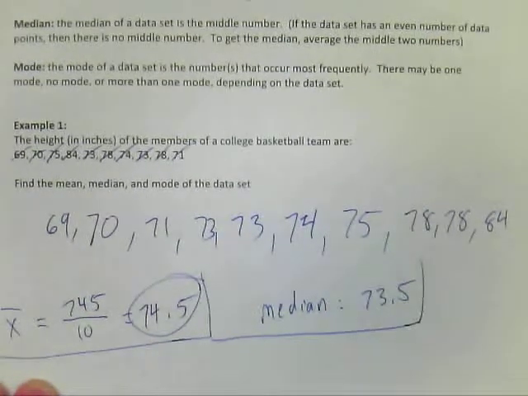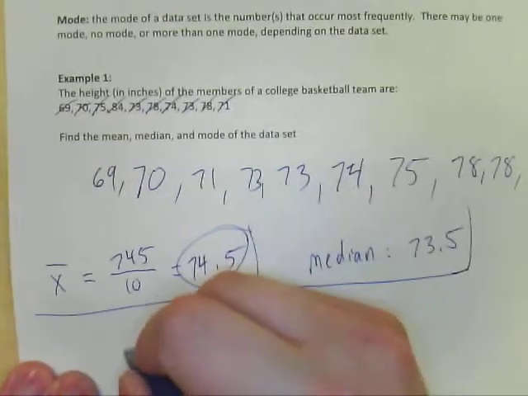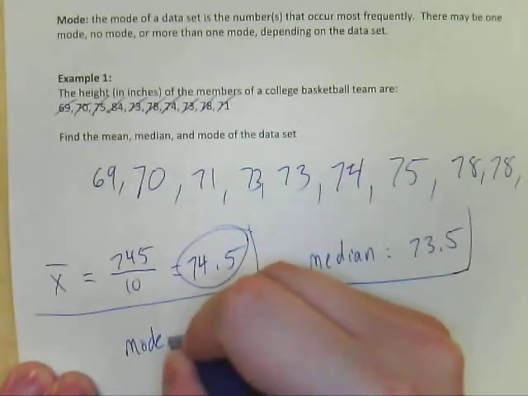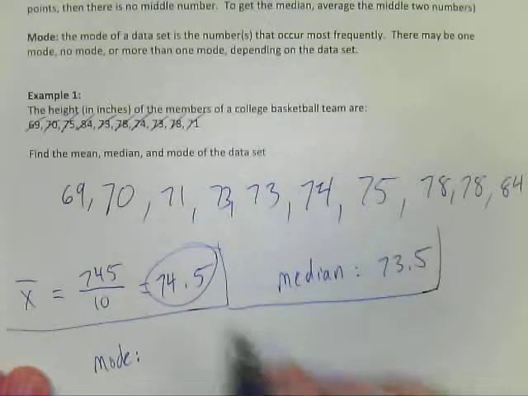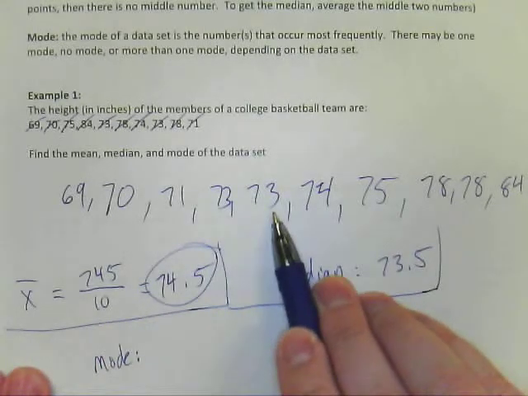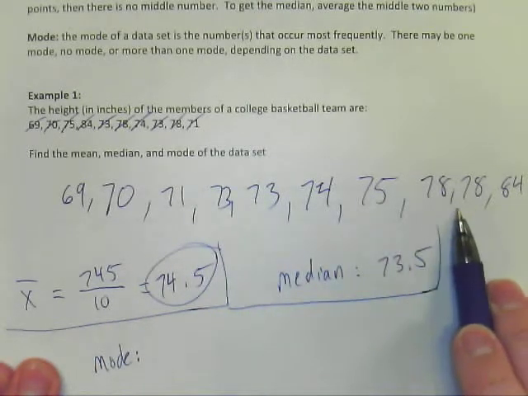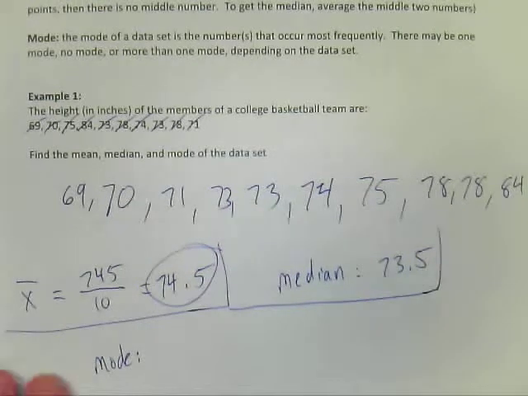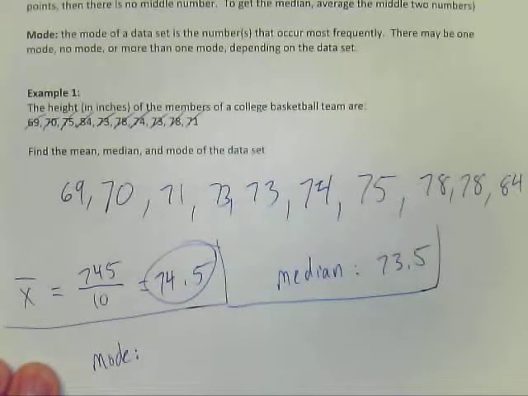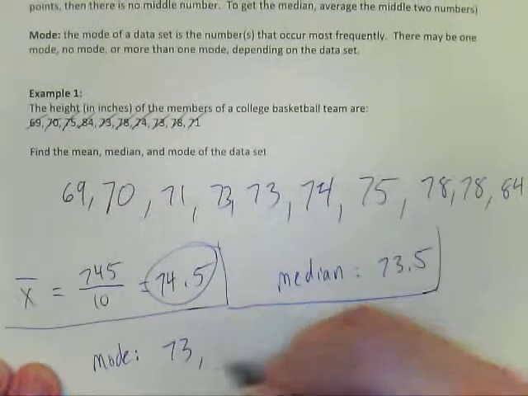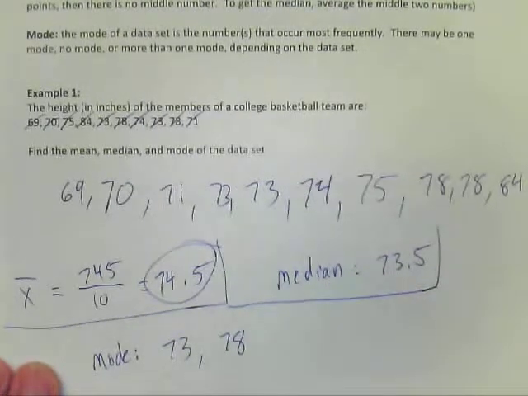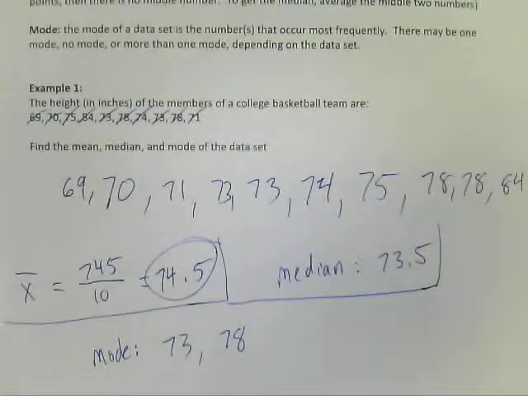And then the mode is the most frequently occurring data point, or points. In this case, if we look through, there's two 73s, and there's two 78s, and then there's just one of all the other ones. So there's two modes for this data set. There's two 73s, and there's two 78s. So the mode is both 73 and 78. It's the most occurring data point.